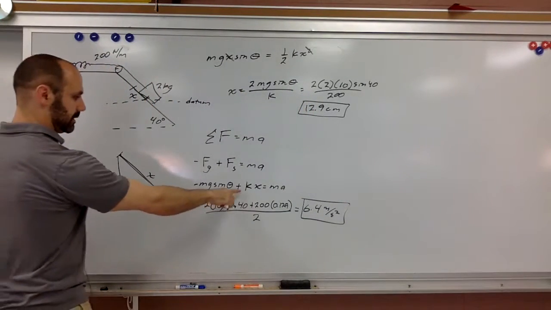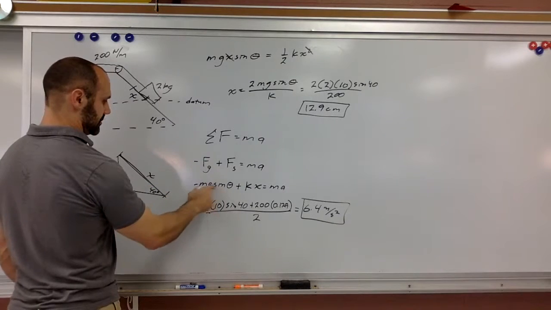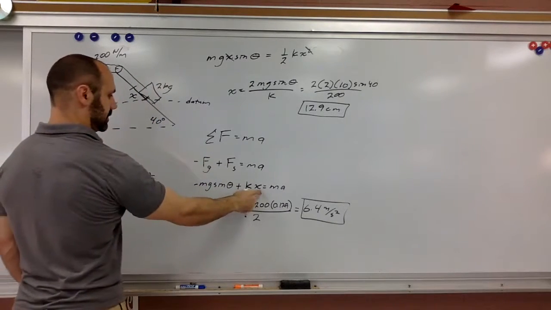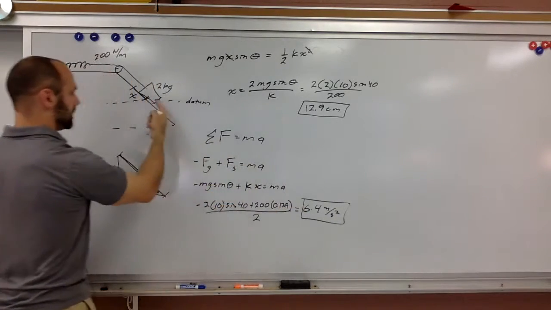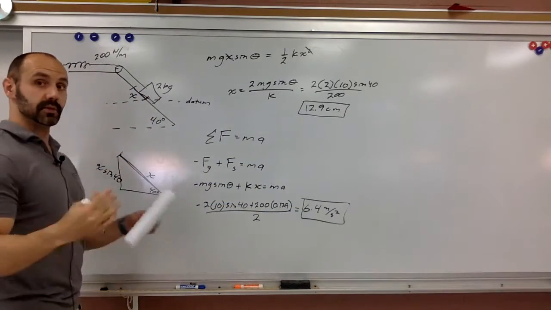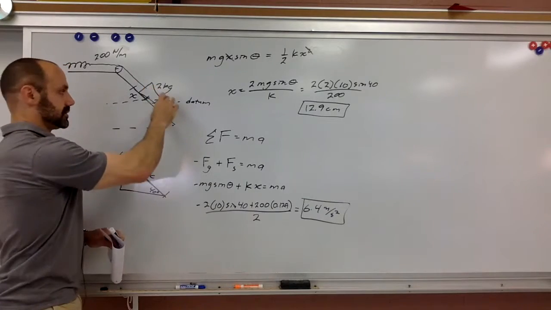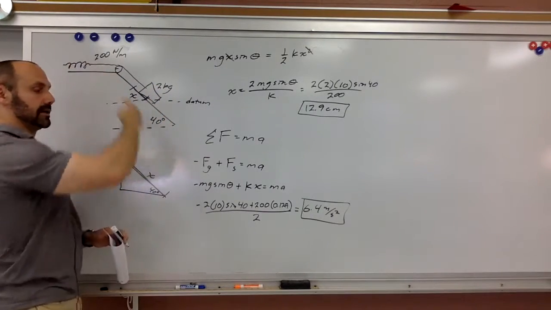And that, since I made this the negative direction down, this force is positive pulling up, so my acceleration is in the same direction as that force, up. Because what's happening? This box is coming to a stop and then changing direction and going back up that way.